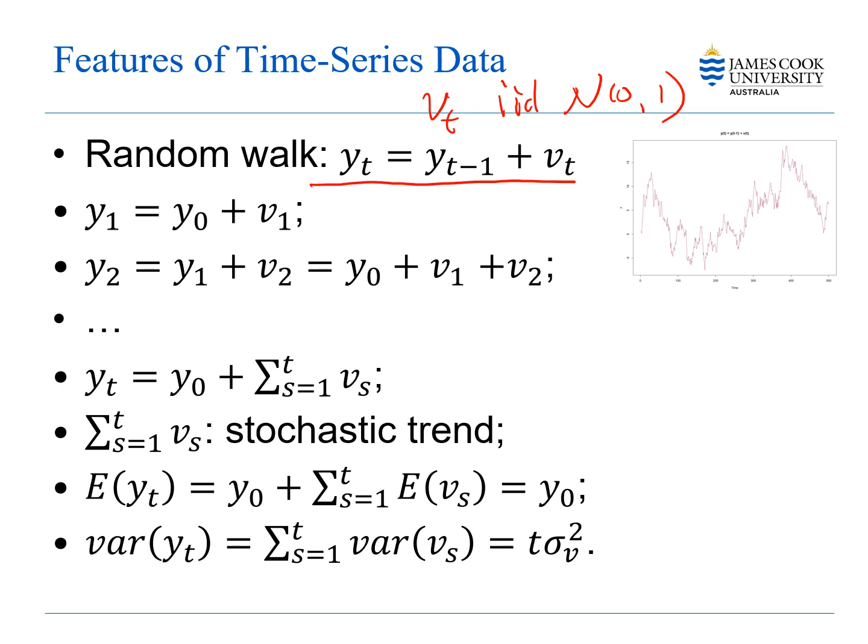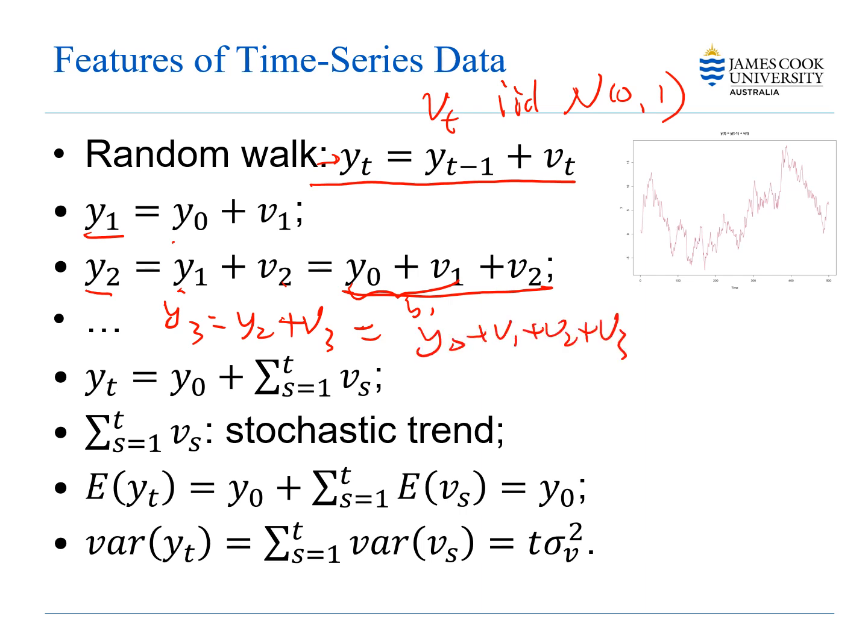Okay, so let's start with t equal to 1. Y1 is y0 plus v1. Then y2, the second period, will be y1 plus v2, from this equation. Let's do this computation recursively. y1 in turn is equal to y0 plus v1, so we get y0 plus v1 plus v2. And y3 will be equal to y2 plus v3, and for y2 we have the formula here, so we get y0 plus v1 plus v2 plus v3. So on and so forth.